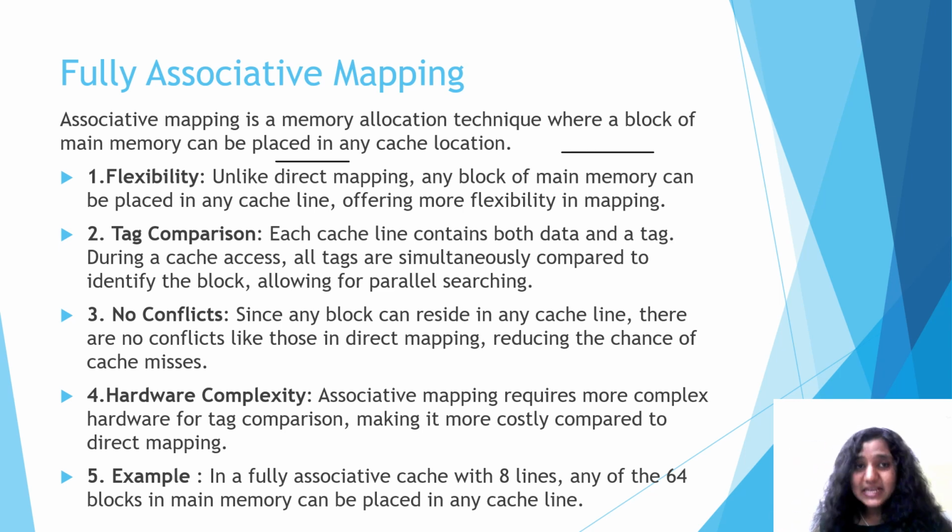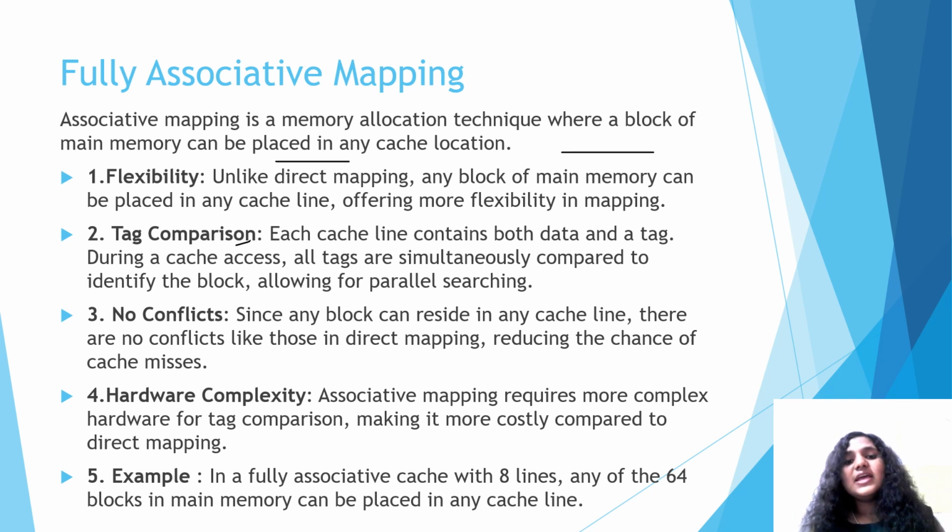So moving on to the flexibility of this mapping. Unlike direct mapping, there is no specific mention that only this block has to be allotted for that data. That can be any memory. So that is the flexibility, right? We can use any block to store. There is no specific block for that; it can be placed in any cache line, offering more flexibility. This is more flexible compared to direct mapping.